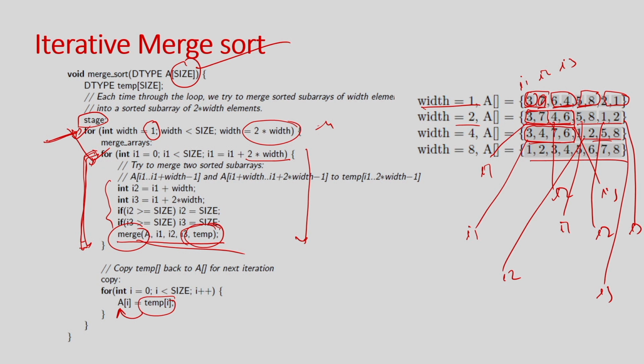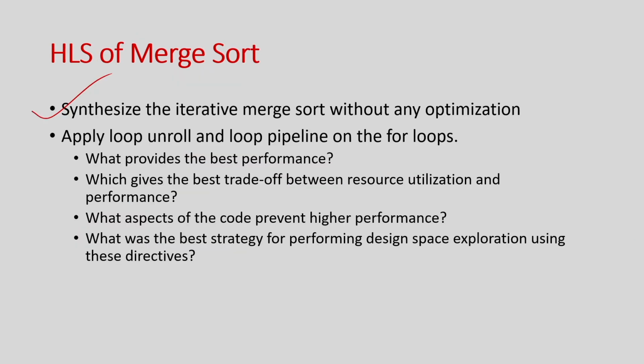right. So, what I am going to suggest is you should apply loop unroll, loop pipeline and also array partitioning in different combinations, and see how the performance is varying, right. So, this is what is called design space exploration, right. So, basically you can apply this unroll, you can apply pipeline.